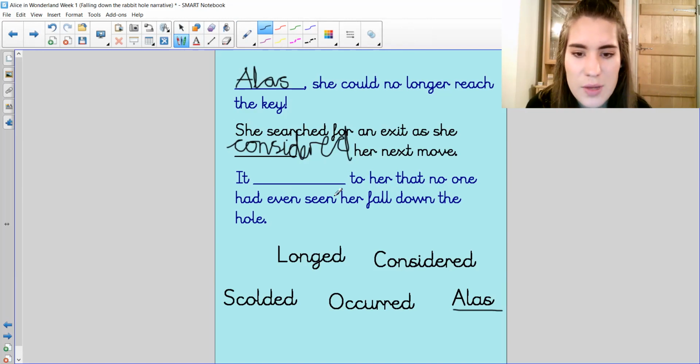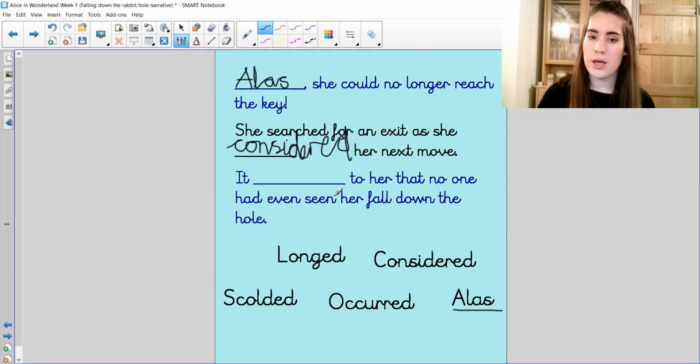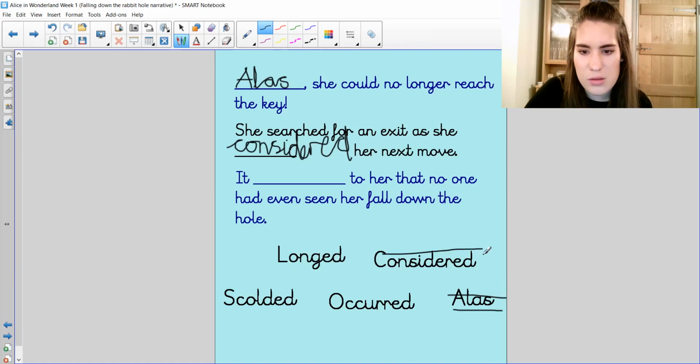Wonderful. Last one then. It blank to her that no one had even seen her fall down the hole. Okay, so which word then? So it's not going to be this one, because we used that one. It's not going to be this one, because we used that one. Which word do we think is going to go in our gap? Now, thinking about what these words mean, this one means like wanted to. So it want to her that no one had even seen her fall down the hole. That doesn't make sense. This one means told off. It told off to her that no one had even seen her fall down the hole. Again, no, I don't really think it's going to be that one.